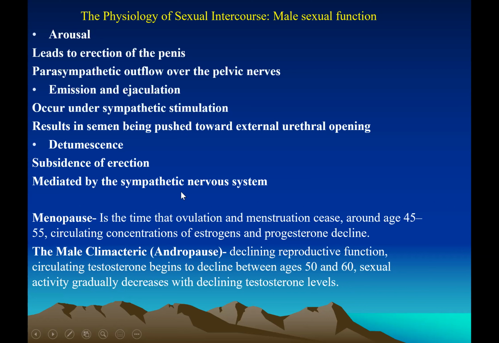The effect of aging on the reproductive system, in women, is menopause, when all the hormones for menstruation change. The balance and the concentration of estrogens and progesterone change, and they stop having a period. That is menopause. It can also happen in males. It's called male climacteric or andropause. There is declining reproductive function because of declining testosterone. That can happen in the 50s and 60s.